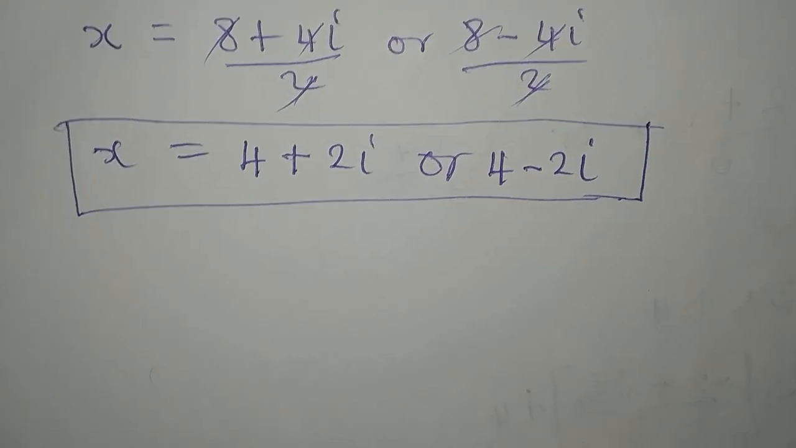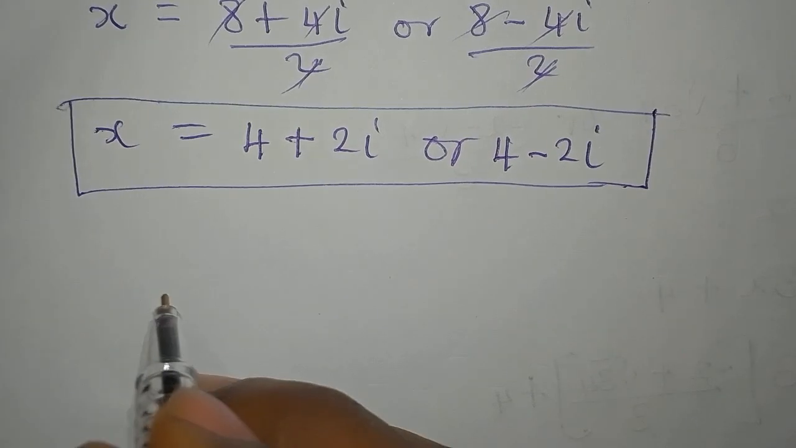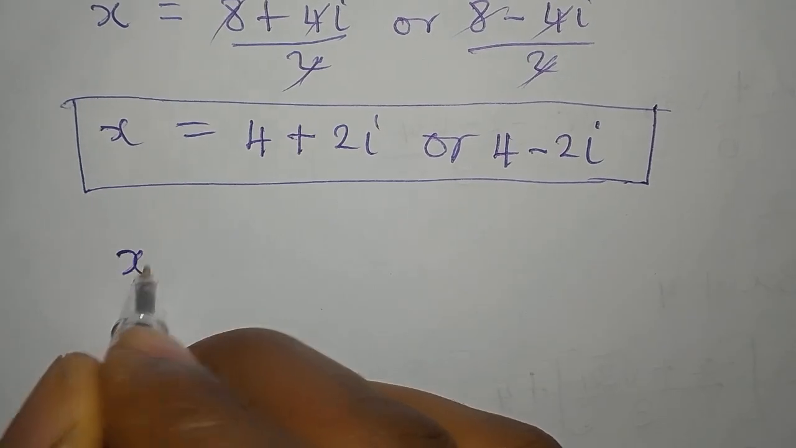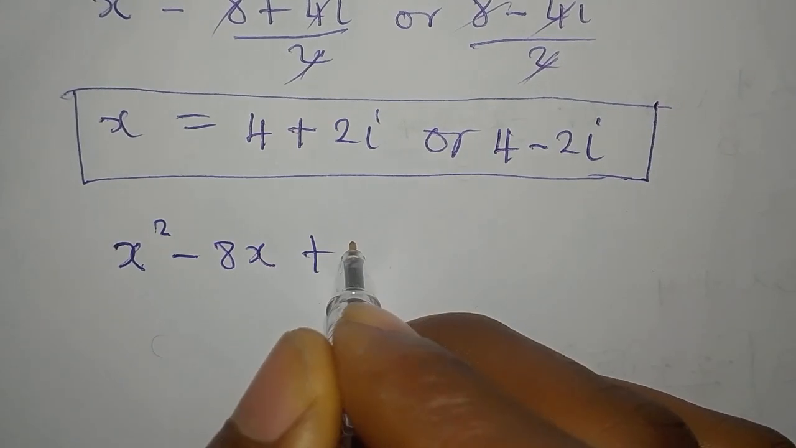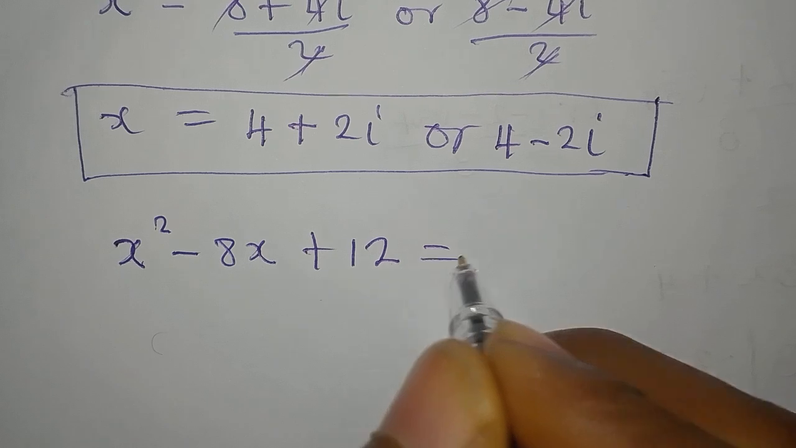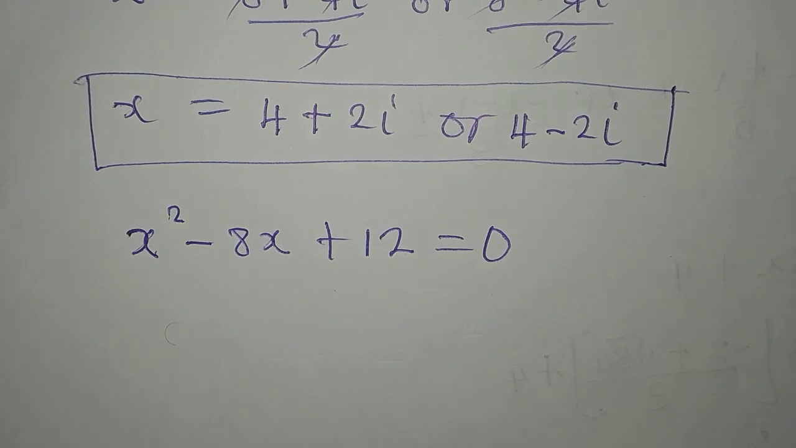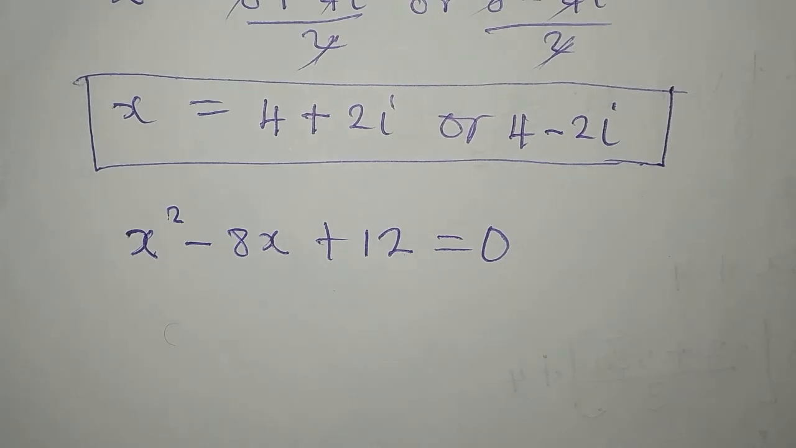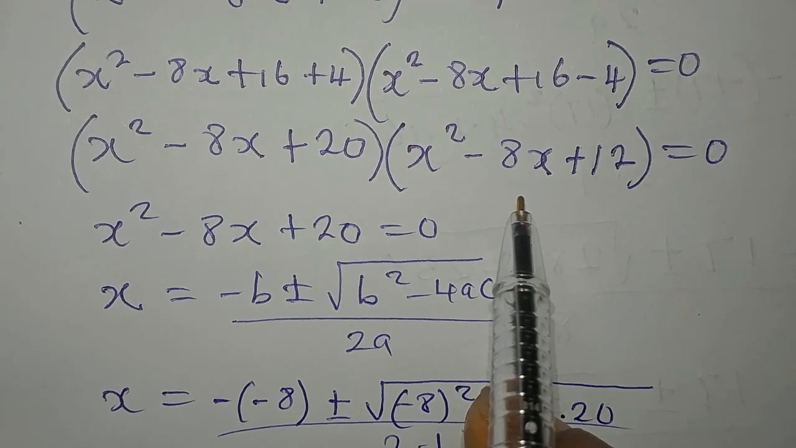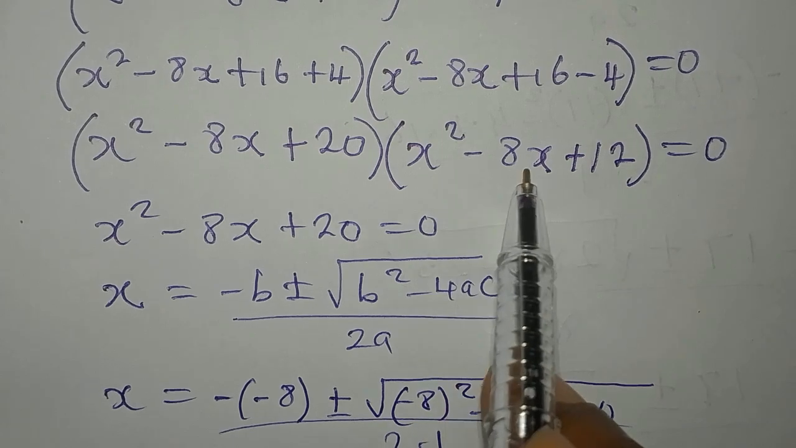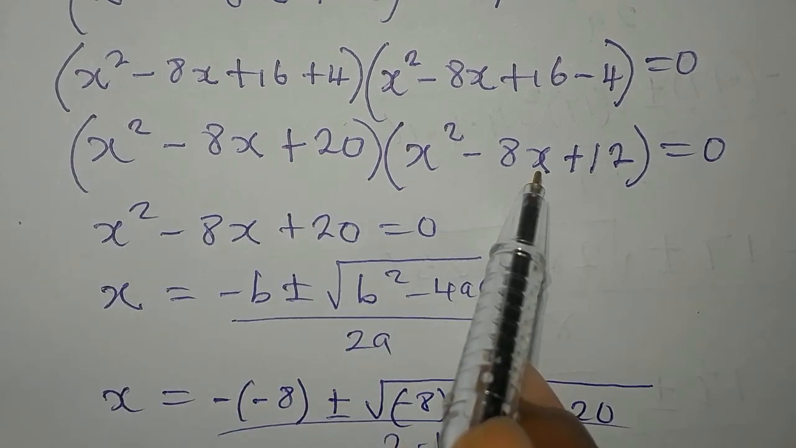Now to get the other values, we'll go back to the equation that we got before and pick the second and equate to 0. x² − 8x + 12 equals 0. I know you must have forgotten where and how we got this, right? I would like to show you quickly. So here is the equation that I was talking about, x² − 8x + 12, then we equate to 0. We have worked with this, so we're going to work with this very quickly.